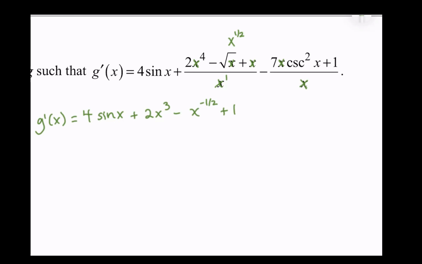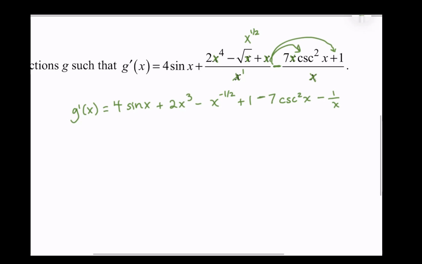And then over here, remember to distribute this negative sign. It's going to go here as well as in front of the 1. So I can cancel out my x to get minus cosecant squared of x, and then minus 1 over x, because this negative sign, remember, has to get distributed to both of these things. So I just did some algebra to simplify this. And now it's basically like I have just a bunch of different antiderivatives that I have to take.